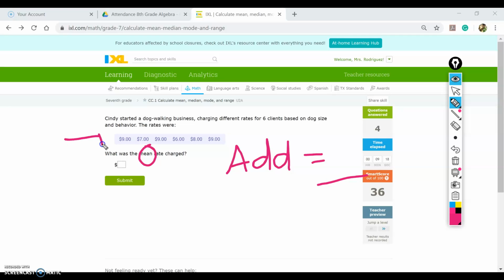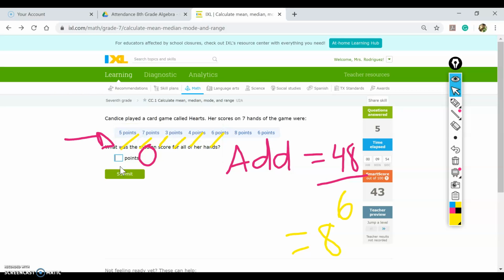We need to add the numbers and divide by the total number of numbers I added. So if I add these numbers here, I would have 9 plus 7 plus 9 plus 6 plus 8 plus 9, which is 48. Now, how many numbers did I add? I added 1, 2, 3, 4, 5, 6. So it would be 48 divided by 6. And if we divide 48 by 6, the mean would be 8. There you go.